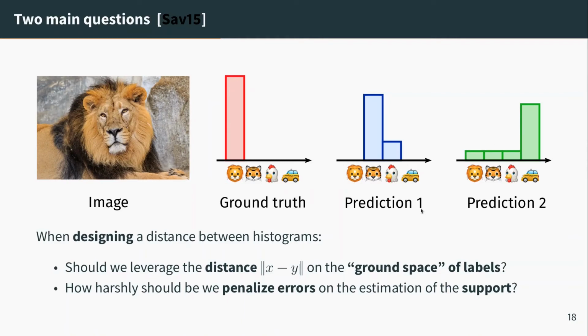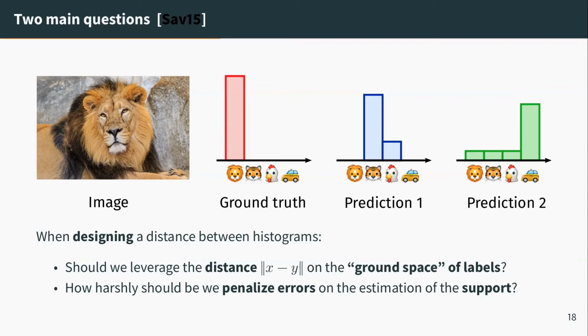Okay. But on the other hand, prediction 1 gives a weight of 0 to the class lion. So this distribution has no overlap with the ground truth distribution. Whereas prediction 2, at least, gave itself some room for doubt. So immediately you understand that if you want to favor prediction 1 over prediction 2, then we should try to leverage the distance x minus y on the ground space of labels. Somehow use the fact that tiger and lion are nearly the same thing, whereas taxi is very clearly far away.